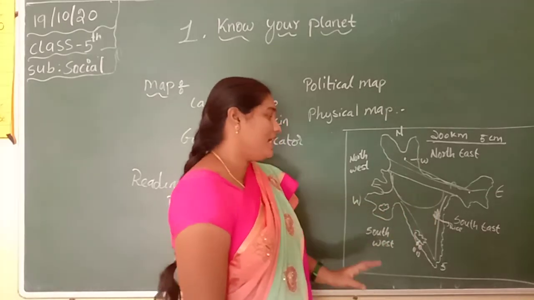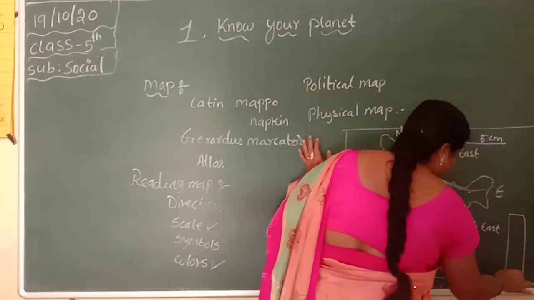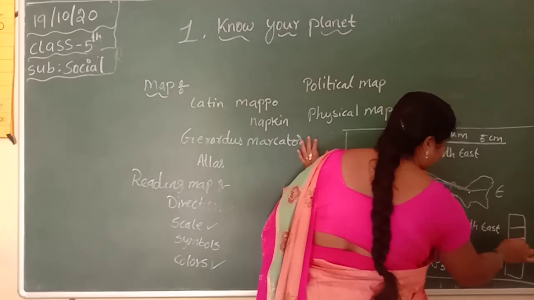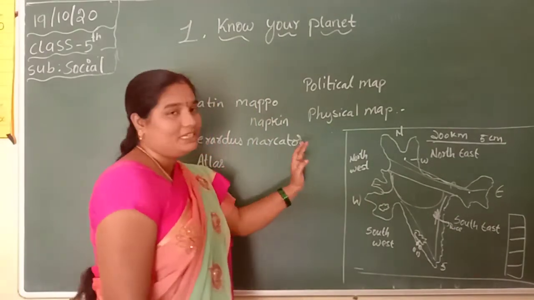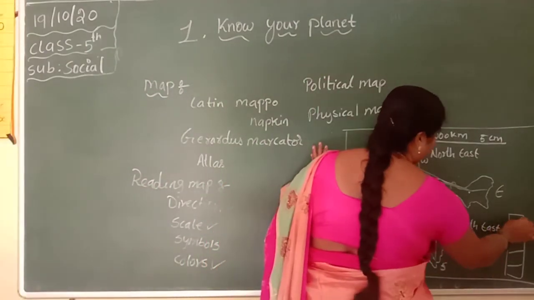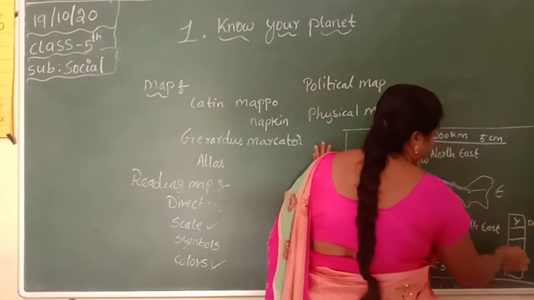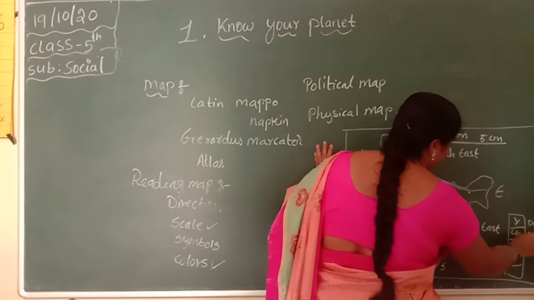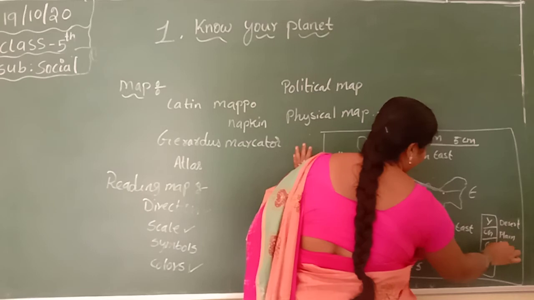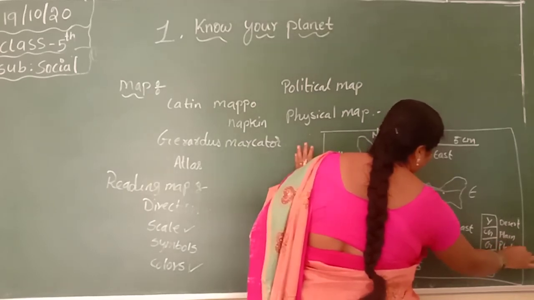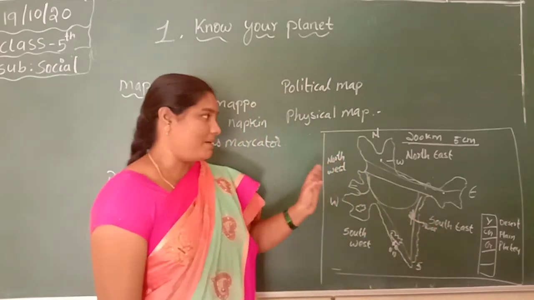In the map they use an index box like this. By looking at the index box, we can read the map easily. If it is yellow in color, that is a desert, and they mention the desert here. If it is light green, they mention it as a plain. And if it is dark green, they mention it as a plateau. So by looking at the index box also, we can read the map.